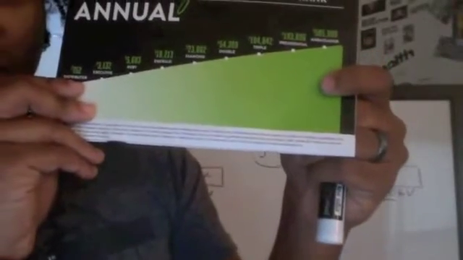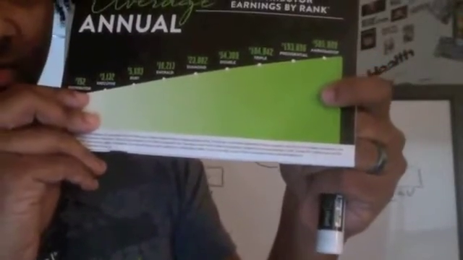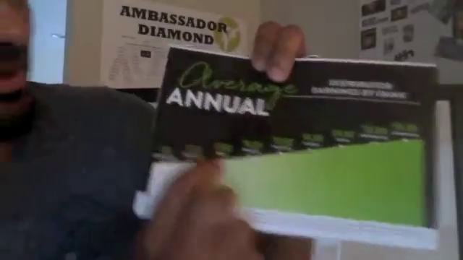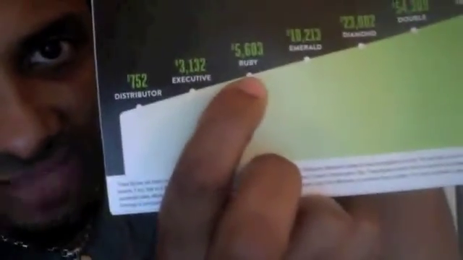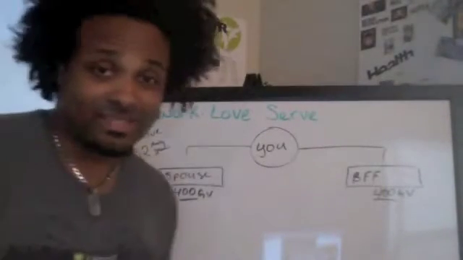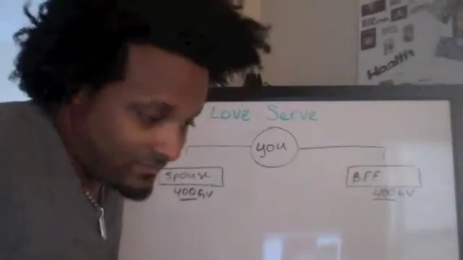This here is your party pad. I know we've mentioned this before, but in here you'll see the average annual earnings for distributors by their rank. Today we're going to talk about Ruby. Ruby earns an average of $5,603. That is pretty significant for anyone.